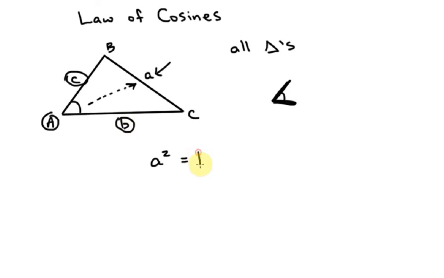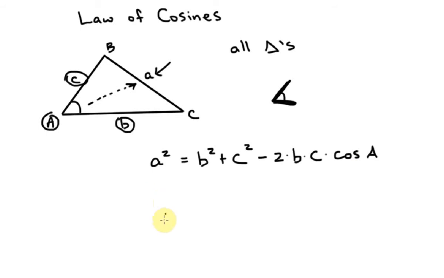So here's what you get. You get B squared plus C squared. It actually looks like Pythagoras' theorem. Then it goes minus 2 times B times C, and then times the cosine of angle A. So that is the law of cosines. That's how it actually looks.